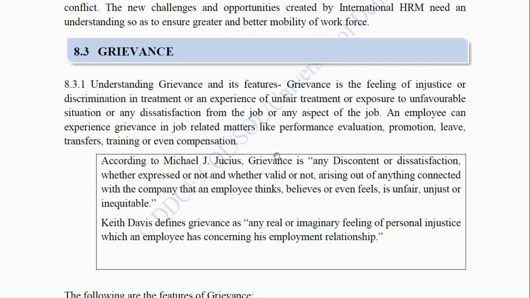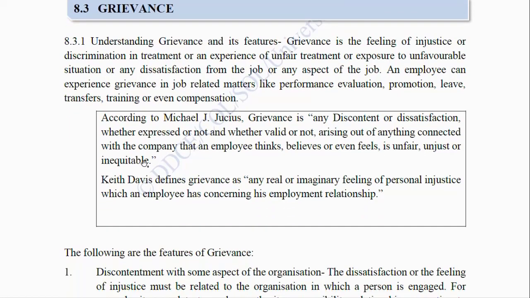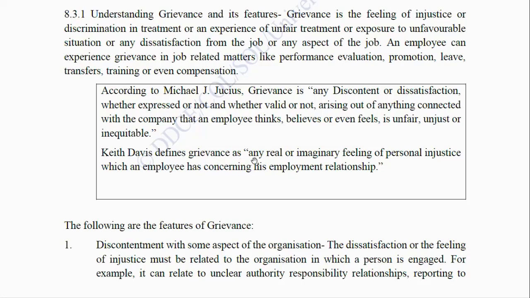An employee can experience grievance in job related matters like performance evaluation, promotion, leave, transfers, training, and even compensation. According to Michael, grievance is a discontent or dissatisfaction, whether expressed or not, and whether valid or not, arising out of anything connected with the company that an employee thinks, believes, or even feels is unfair, unjust, or inequitable. Keith Davis defines grievance as any real or imaginary feeling of personal injustice which an employee has concerning his employment relationship.